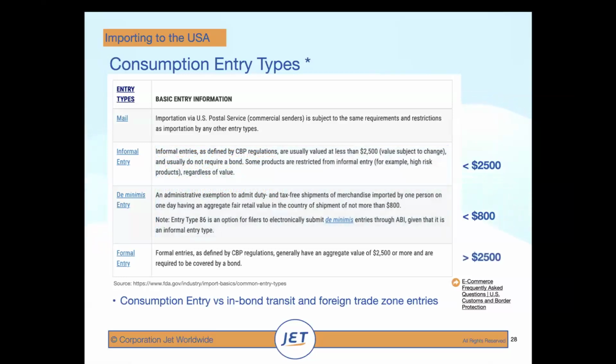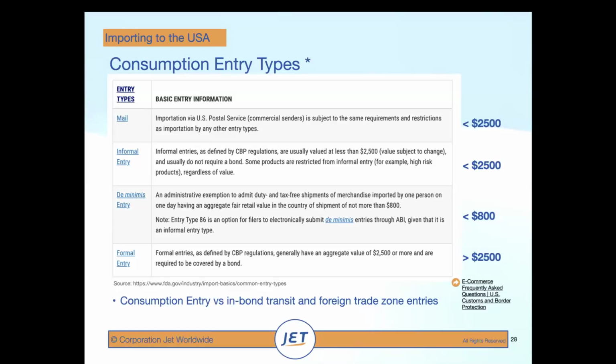And finally, we go to formal entries, which is above $2,500, or if the goods are otherwise restricted. It doesn't matter the value of it. If certain goods, it doesn't matter what, they still need a formal entry. Postal entries, and this is interesting.